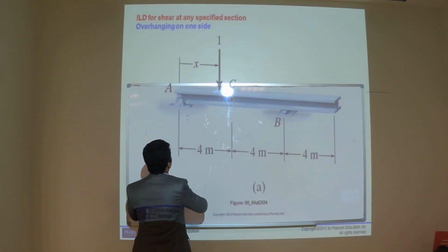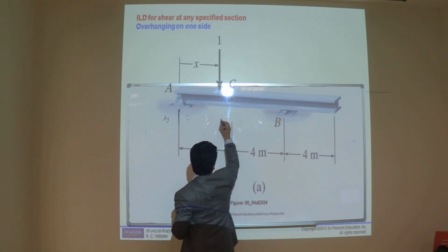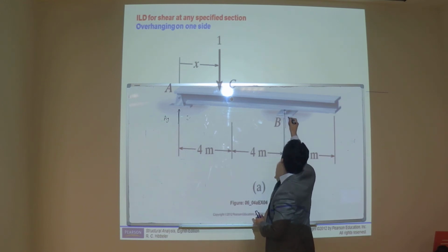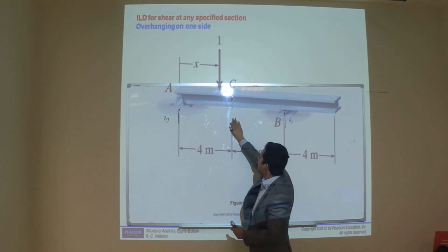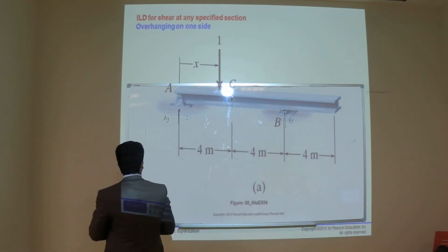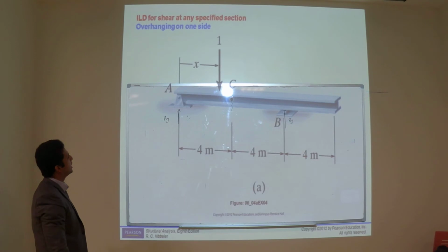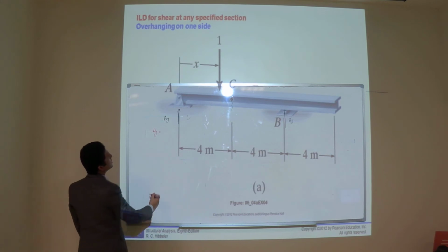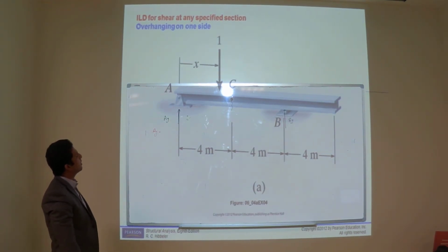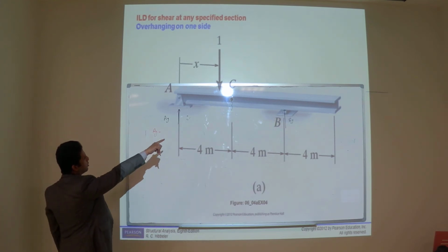So we have two reactions. One is here, AY, and BY. So this is our section. We have to draw the ILD for point C. So very easy. How much will be AY? You take moment, will it be the same or different from the one before? Different. How much will that be? The moment will be at point B.